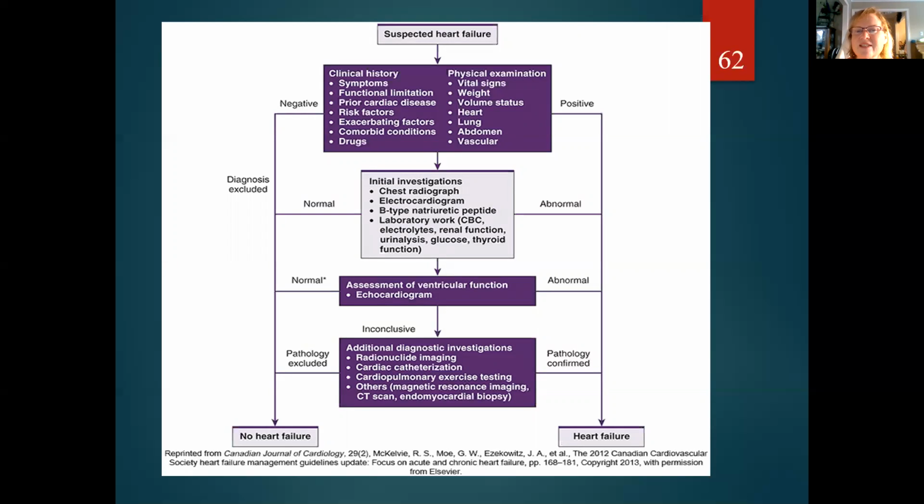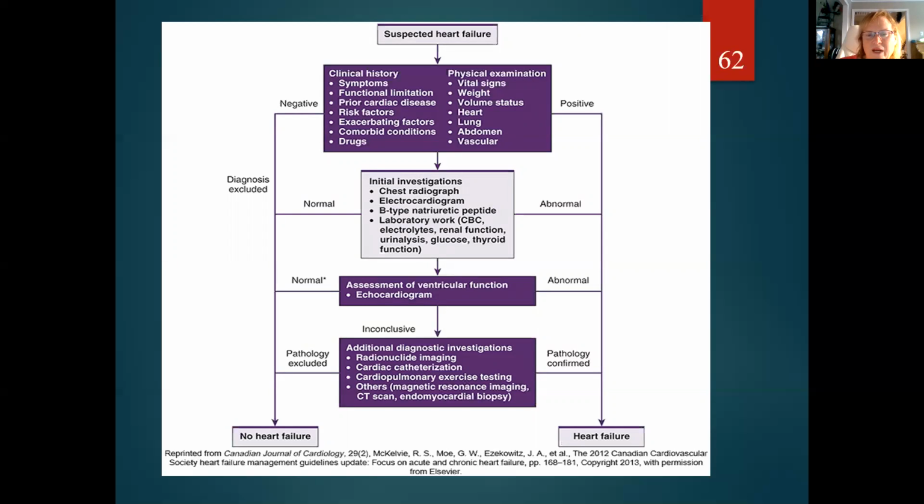So initial investigations, we're going to do a chest x-ray. Why? What are we looking for? We're looking to see if we can see fluid in your lungs, and we're going to be able to see that very effectively. We get the x-ray back right away. We're going to do a 12-lead ECG. Why? Because we want to determine what may be causing this heart failure. Heart failure can be caused as a result of an MI. It can be caused as a result of pericarditis or something else. So we want to see what the electrocardiogram tells us.